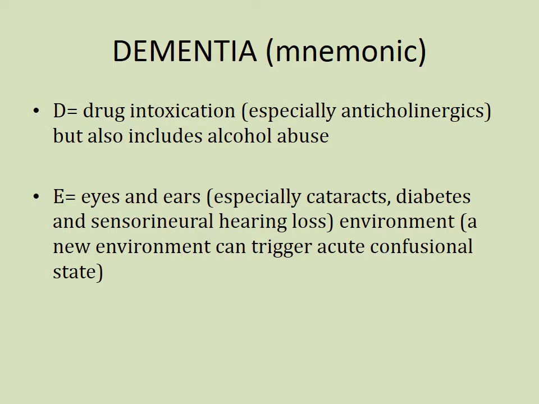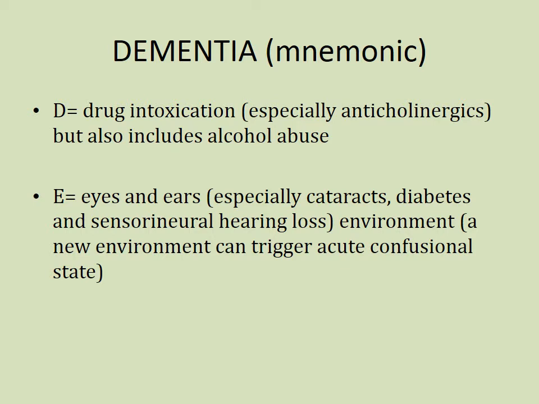I really like this. It has helped me remember the things that I need to be thinking about when someone comes in with confusion, delirium, or dementia, and we're not sure what's what. So the first thing you need to think about is D, drug intoxication, anticholinergics. Think about your polypharmacy, but also think about alcohol abuse at this point, which we don't really want to think about that much with elderly, but it is pretty prominent.